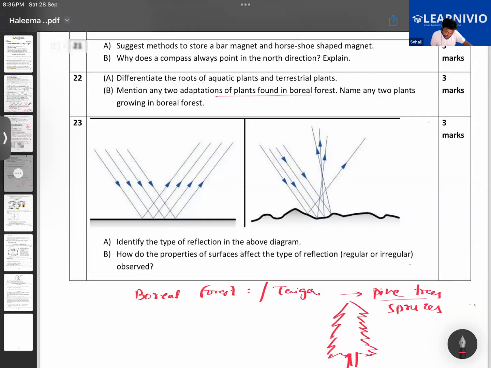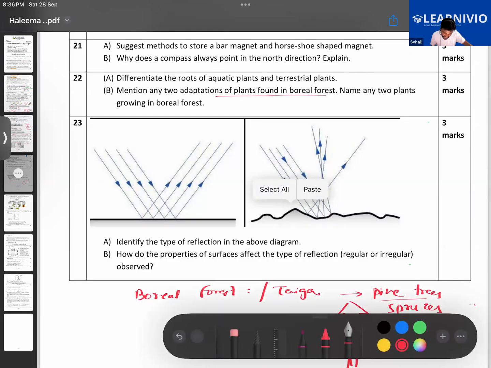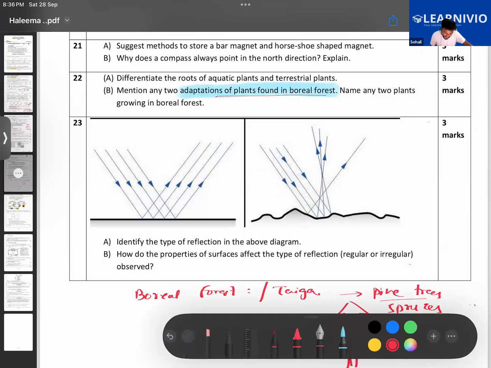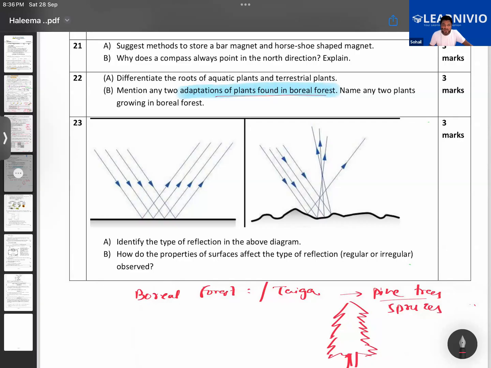Now the question is asking: mention any two adaptations of the plants found in the boreal forest. What adaptations do they have? We know that in coniferous trees the leaves are needle-like, shaped like a needle. They have needle-like leaves so that the water would not evaporate so quickly. The loss of water is avoided because of this.